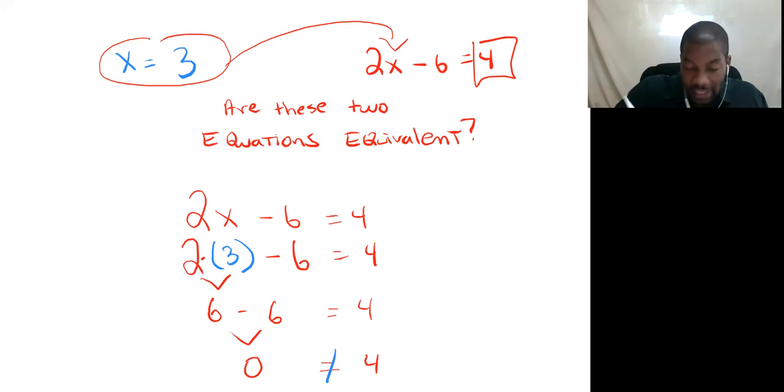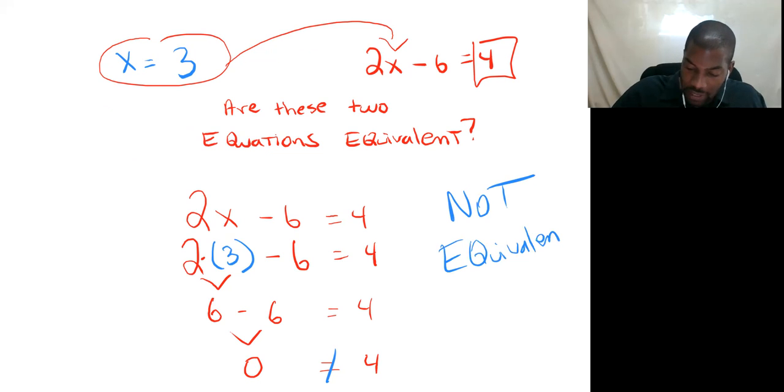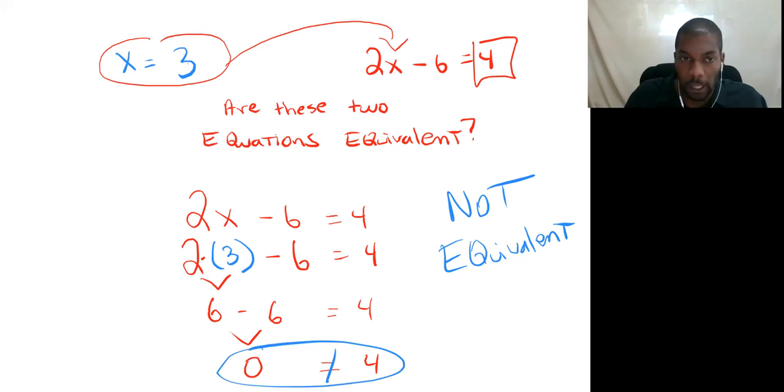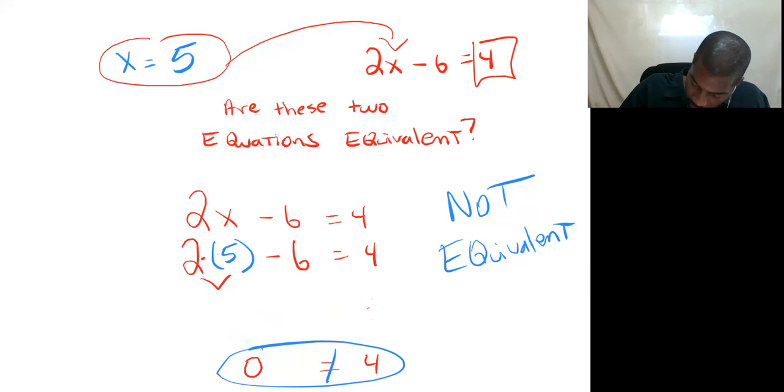Therefore, x equals 3, which is one equation, and 2x minus 6 equals 4, which is another equation, are not equivalent. And they are not equivalent because if I plug in x equals 3 into 2x minus 6 equals 4, I will not get a true statement over here. Okay? Now let's say I switch x equals 3 to, I don't know, the number 5, right? If I change it to 5, what happens? Well, let's substitute the x for its value, which is now 5. And let's see what happens now.